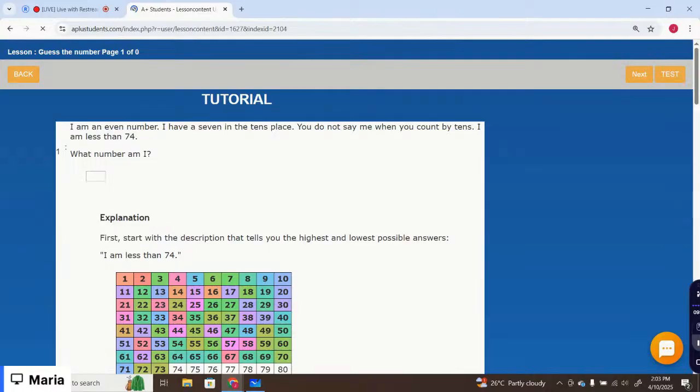I'm an even number. I have a 7 in the tens place. You do not say me when you count by tens. I am less than 74. What number am I?